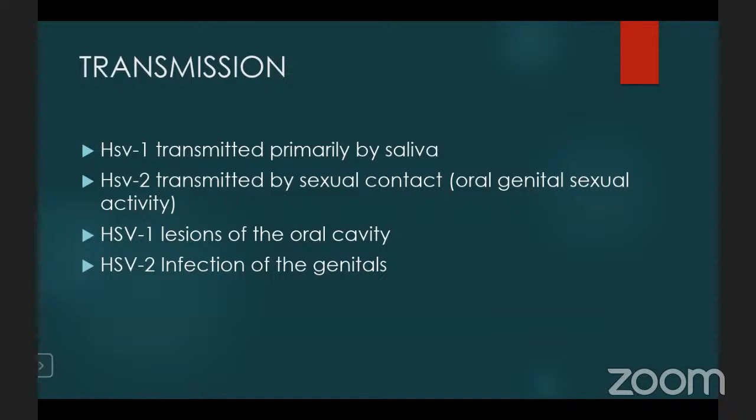Transmission. Herpes simplex virus 1 is transmitted primarily by saliva, and herpes simplex virus 2 is transmitted by sexual contact, oral-genital sexual activity. Herpes simplex virus 1 will cause lesions of the oral cavity, and herpes simplex virus 2 will cause infections of the genitals.